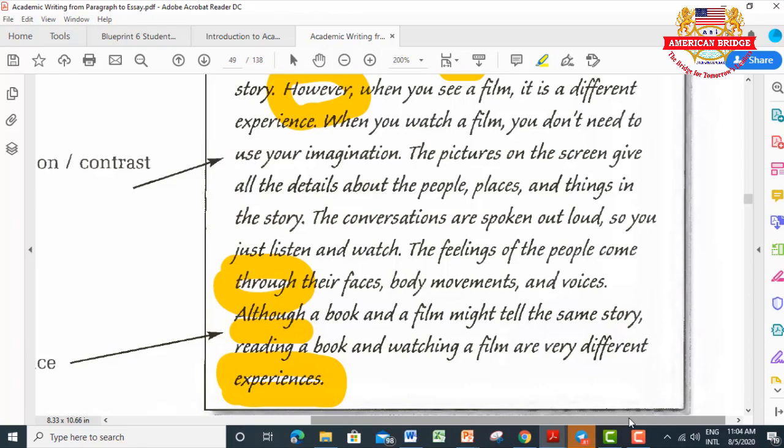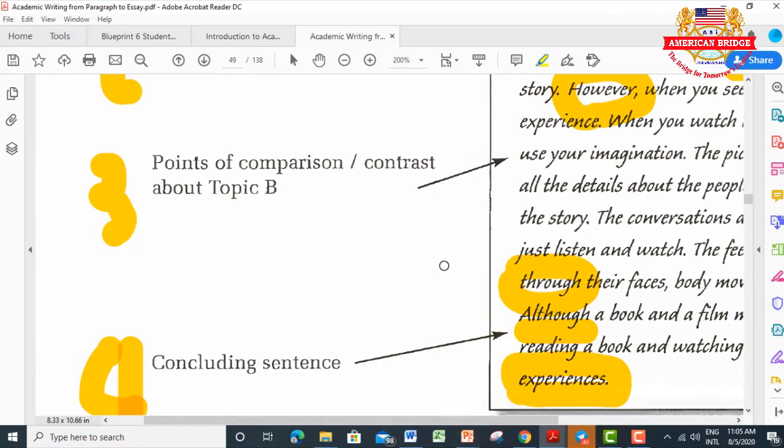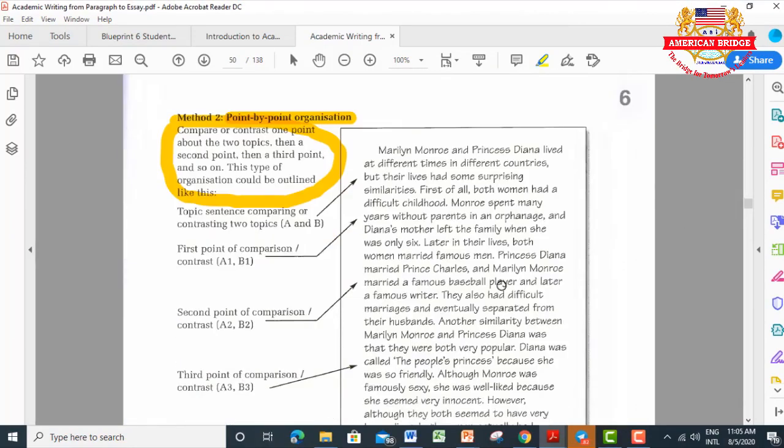So teacher believes that you probably can use this style to write on your own regarding this type of comparison paragraph, everyone, by using block organization. So okay, teacher would like you to answer the following question.